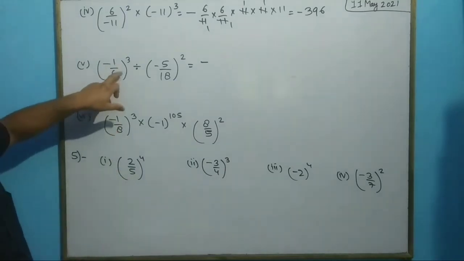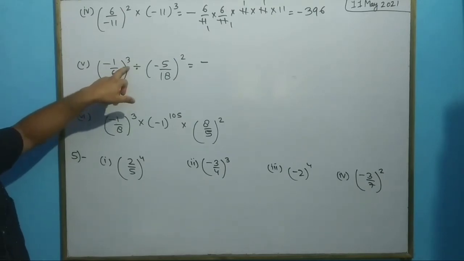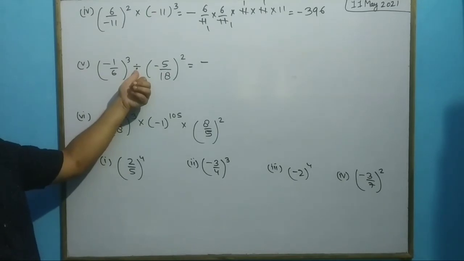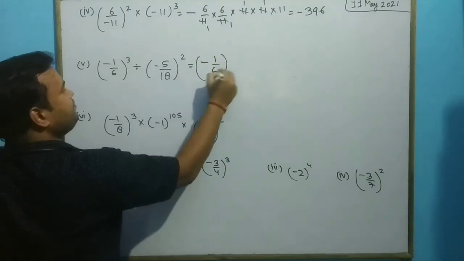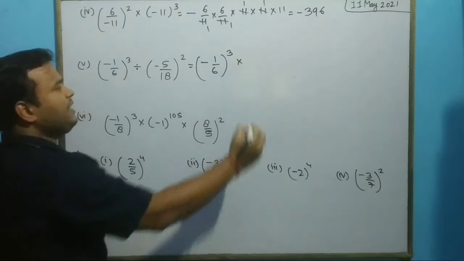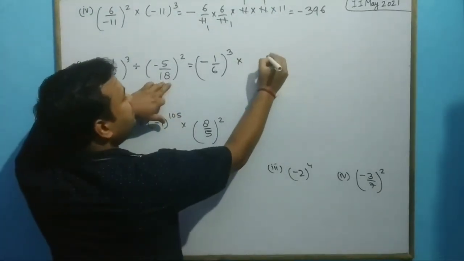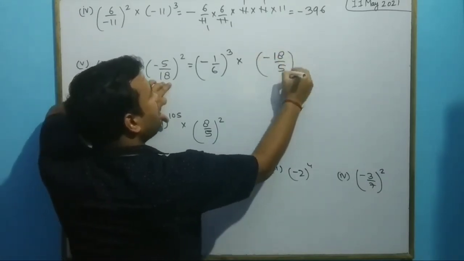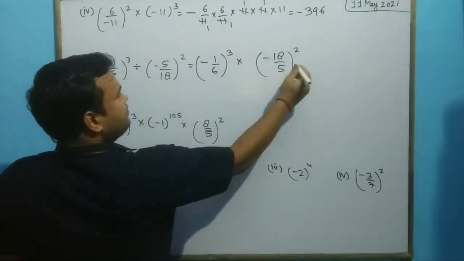Now again 1 by 6 is multiplied how many times? 3 times. Okay, but one thing is there, it is not multiplication, it is division. So first let us convert it into multiplication. I have told you earlier also, when division converts to multiplication, we take the reciprocal of this number. Reciprocal of it will be minus 18 upon 5 whole square. Okay.